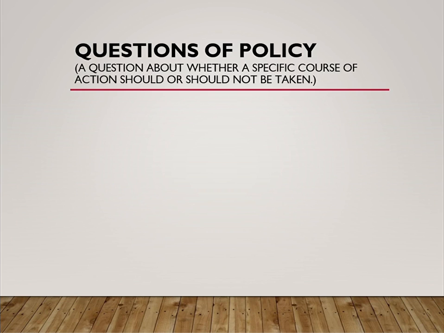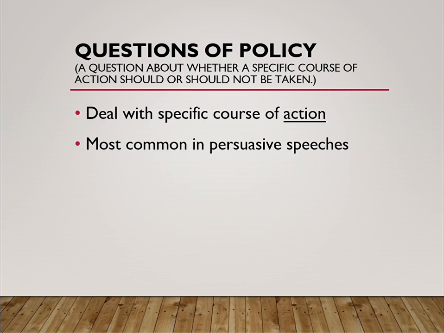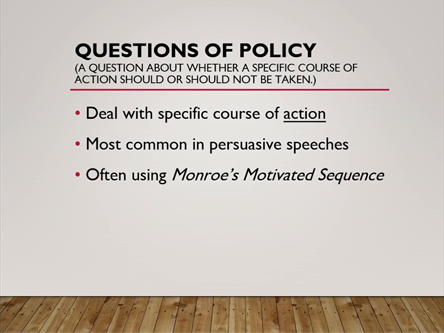The third and last type of persuasive speech is questions of policy, which is a question about whether a specific course of action should or should not be taken. This is the question type that you would have to do, because this follows Monroe's motivated sequence. Questions of policy deal with a specific course of action, meaning you know exactly what the audience needs to do, and you would explain that in your speech. This is the most common in persuasive speeches, and often uses Monroe's motivated sequence, which is a step-by-step speech outline created by a person named Alan Monroe. So he named it Monroe's motivated sequence.